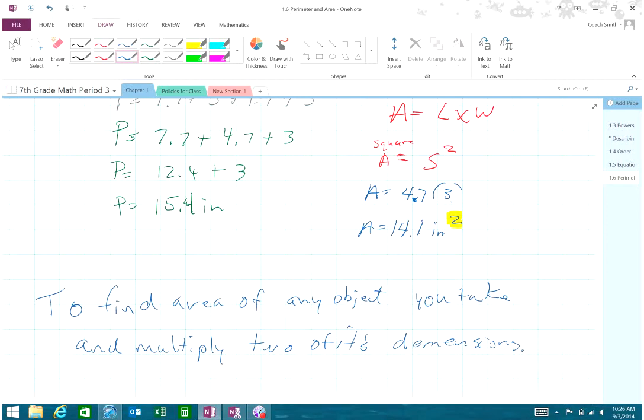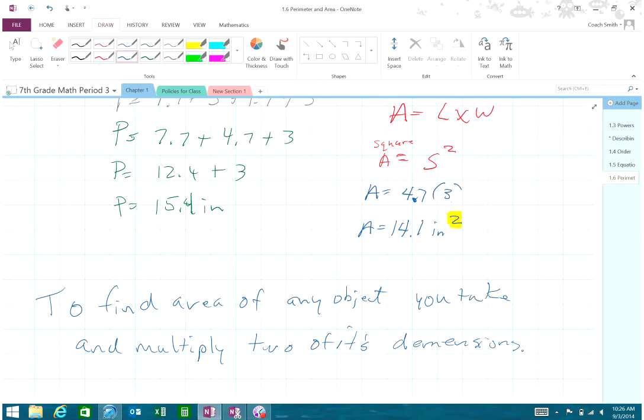A triangle is 1/2 base times height. The dimensions there are base and height. Okay? If I take a trapezoid, okay? A trapezoid is equal to 1/2 the base number 1 plus the base number 2 times height. So the two dimensions are the two bases and the height.